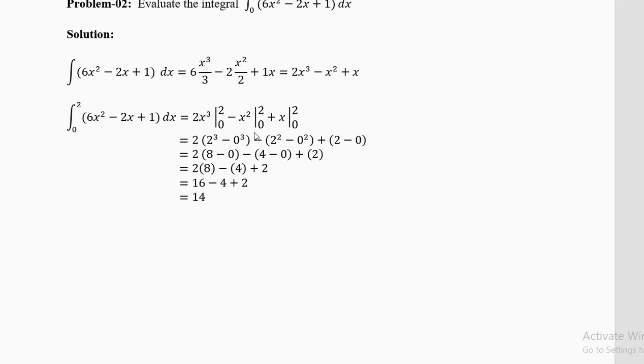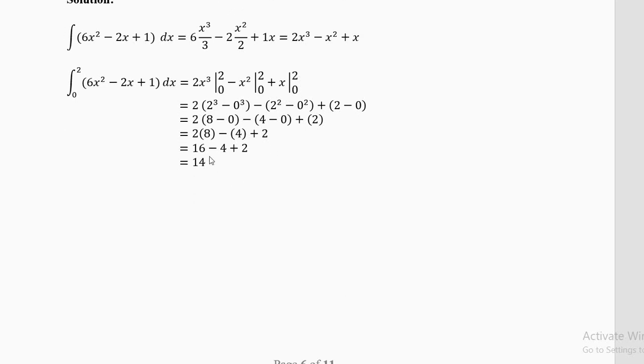Next one is minus x², going from 0 to 2. Minus, open the bracket, 2² − 0², which is 4 minus 0, which is 4. Open the bracket, you will get minus 4. The next one is x going from 0 to 2. 2 minus 0, you'll get 2. Keep writing it till the steps. You have 16 minus 4 plus 2, which is equal to 14.